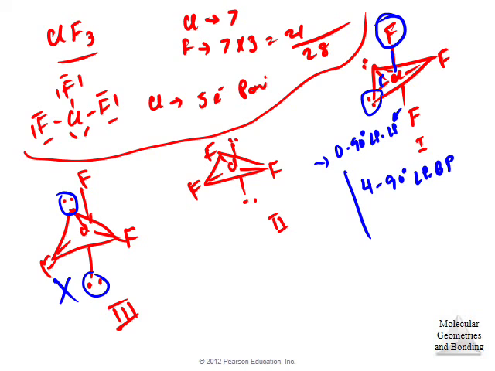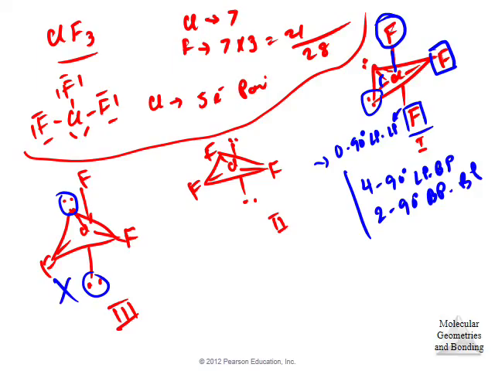Now there are two 90-degree bond pair bond pair interactions. You can see bond pair, this is the two fluorines. Let me draw a square around those fluorines. This is one fluorine, this is the other fluorine. That's 90 degrees. So that's two 90-degree bond pair bond pair interactions.